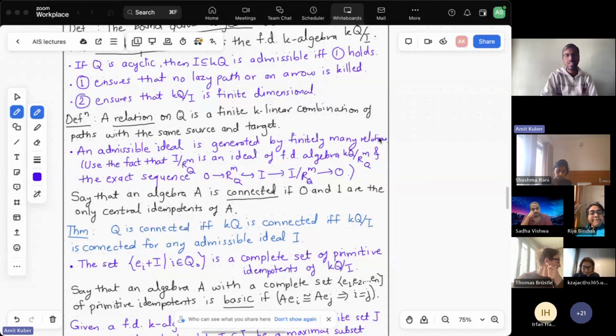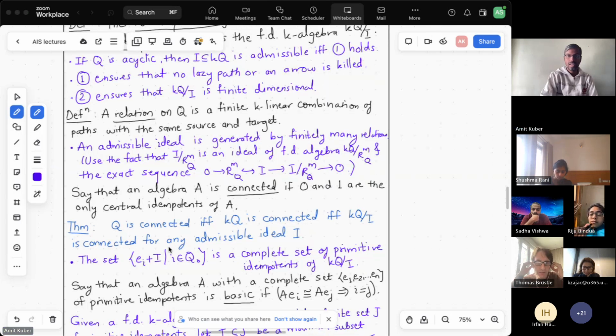So the underlying graph of Q is connected if and only if KQ is connected. If and only if, I mean, this one also we are saying, because we are taking an admissible ideal, the quotient KQ mod I will also be connected. Okay. Fine.